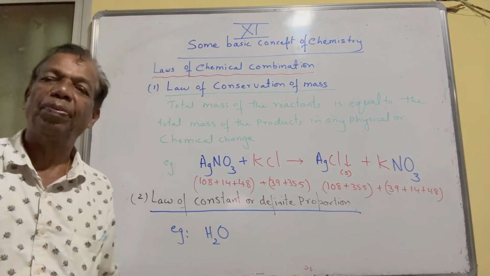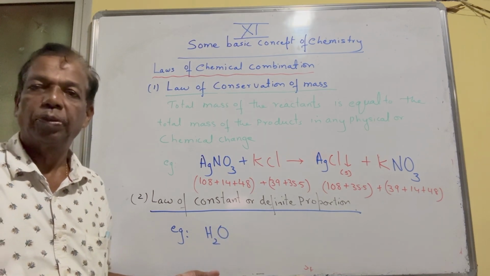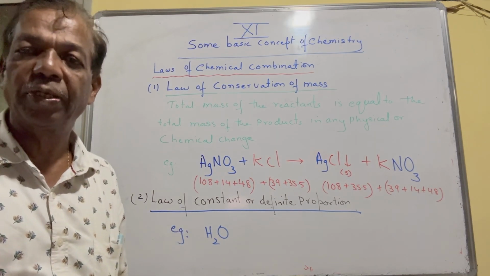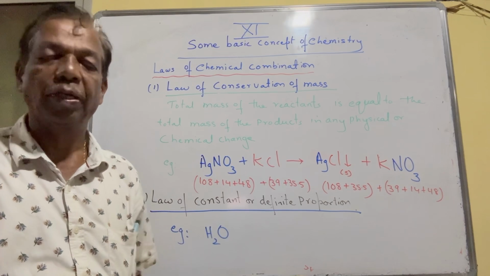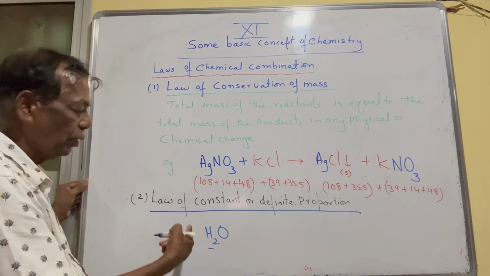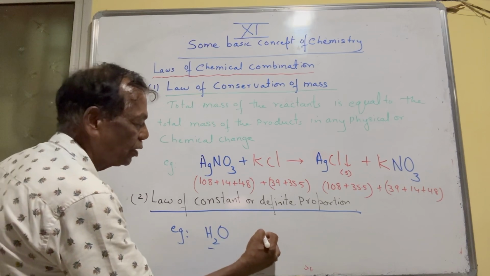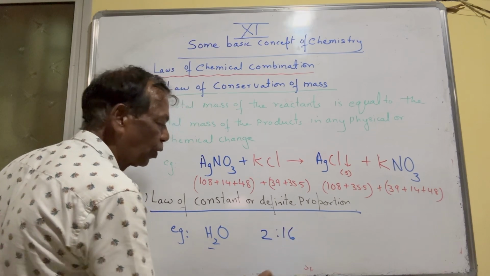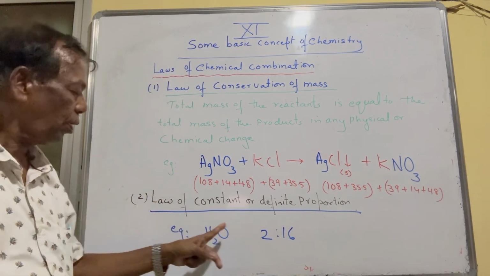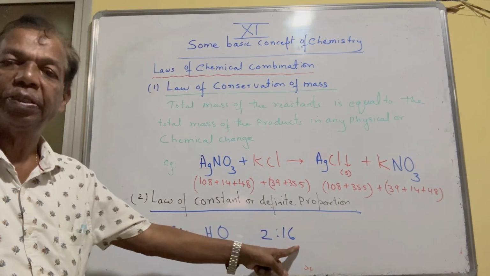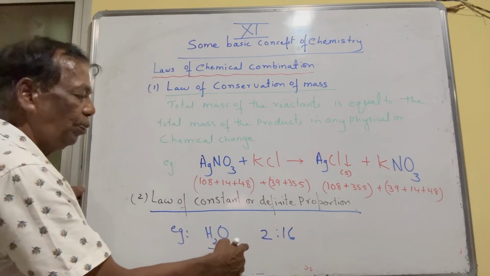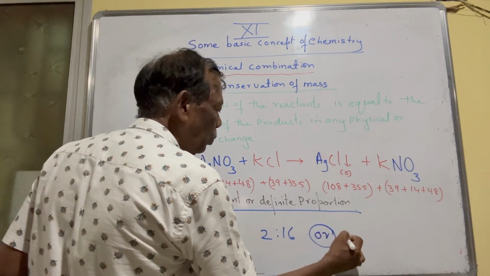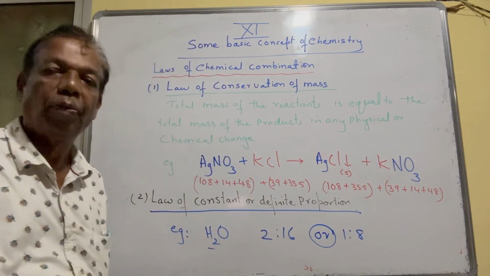Now this water can be prepared by different methods. You can prepare water by adding sodium oxide and HCl, and you get sodium chloride plus water. Or you can take hydrogen and oxygen and you get water. But what we are talking about is water. In this case, the ratio of the mass of hydrogen, which is 2, to that of oxygen, which is 16, is 2 is to 16, or equal to 1 is to 8.